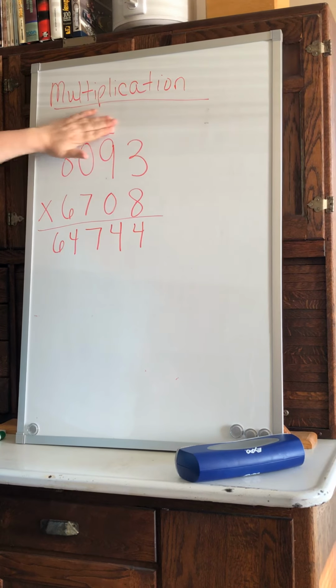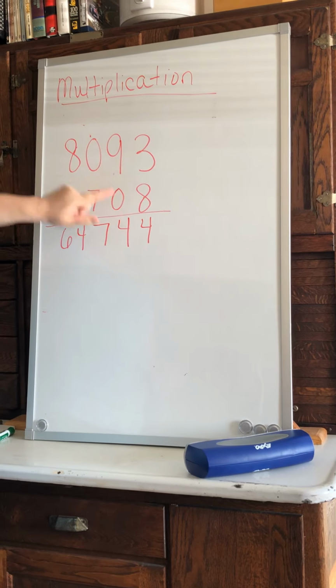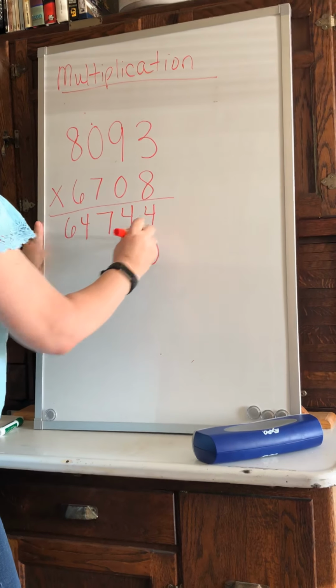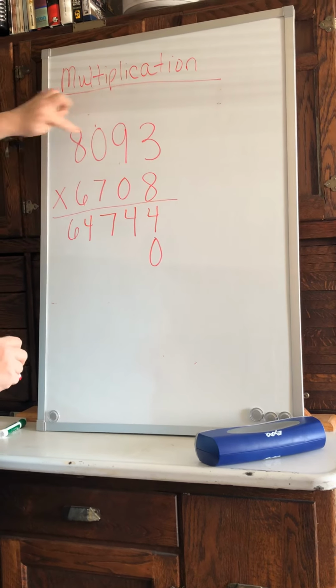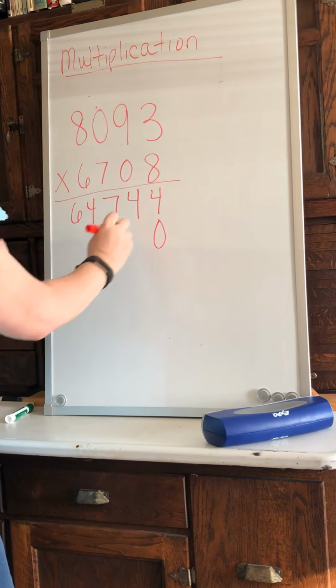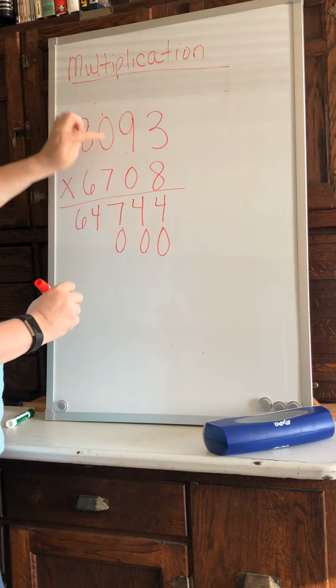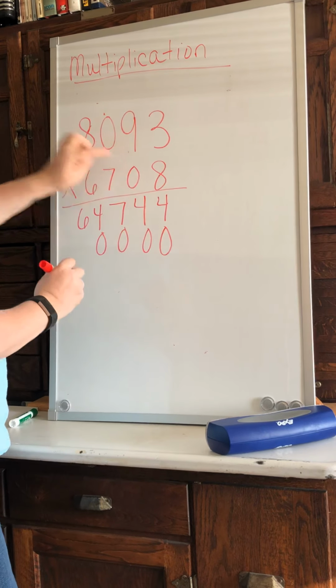All right. Going for that second number down here, we're going to put 1 0. Now, this is going to be 0 times all these numbers. 0 times 3, 0. 0 times 9, 0. 0 times 0, and 0 times 8.